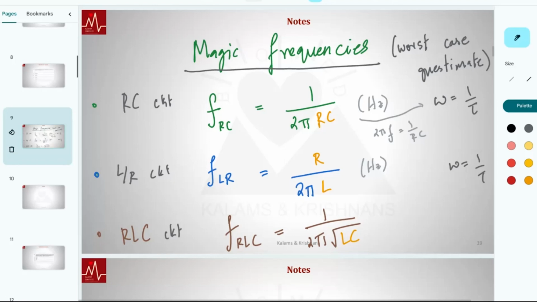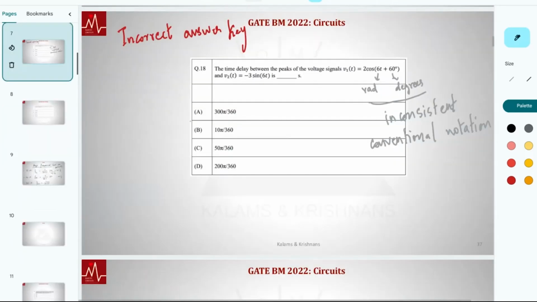Now I'm going to answer this question: the time delay between 2 cos(60t + 60 degrees) and minus 3 sin(60t). You can answer this in two ways by knowing some convention. But for now, I am going to actually plot these functions to make sure you see what is what. I'm going to plot and answer these questions.